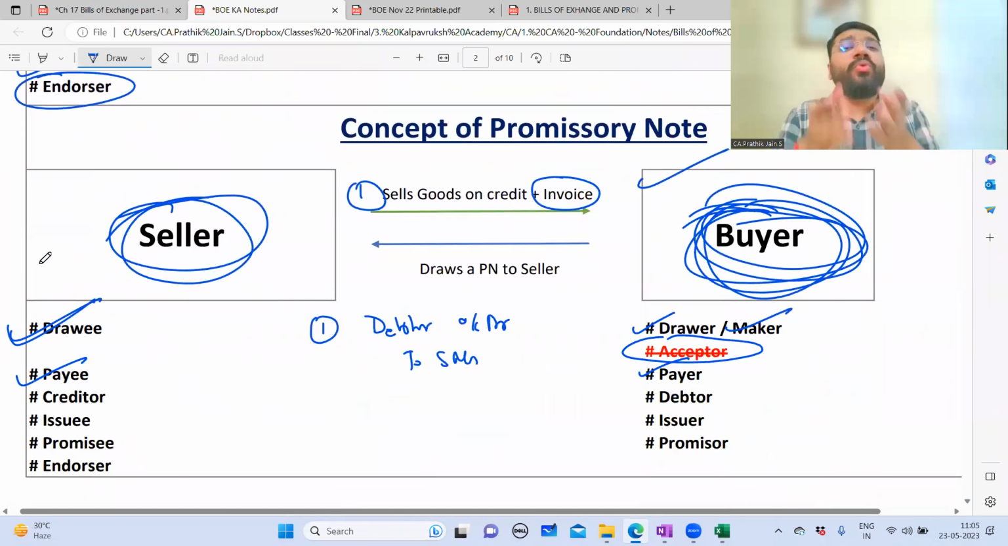In promissory note, who is taking the responsibility of preparing the document? The customer himself. So will he give the acceptance to himself? Doesn't make sense. So here the concept of acceptance is not there in promissory note.